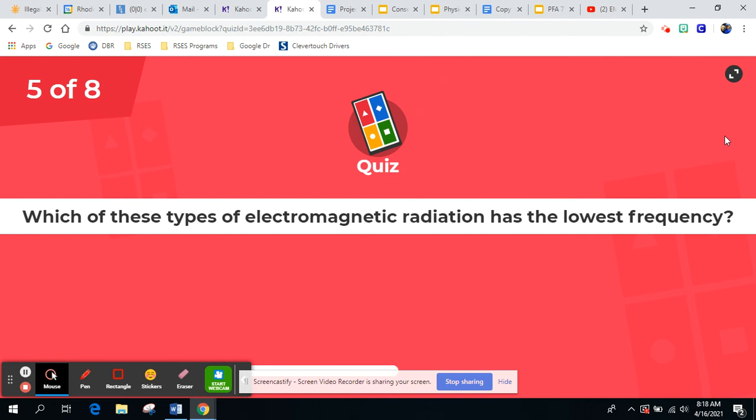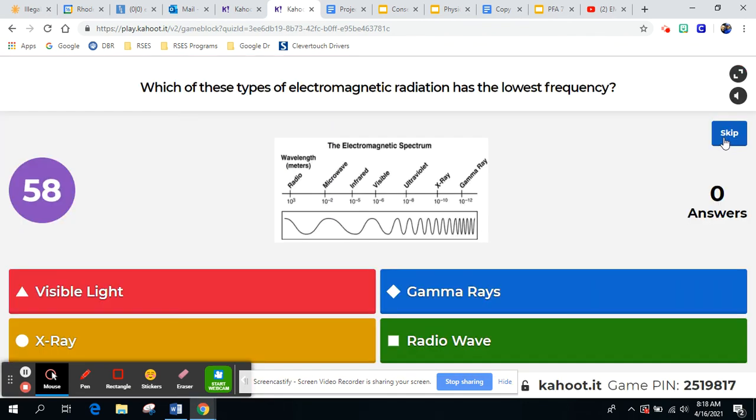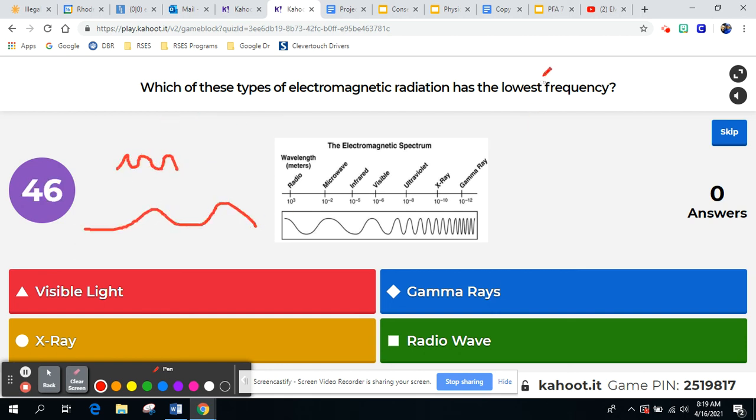Which of these types of electromagnetic radiation has the lowest frequency? Press pause. Hopefully you remember frequency means how often. So the closer waves are, the higher the frequency; the further they're spread out, the lower. This says the lowest, and we go to this end where they're spread out. So radio is the lowest, making green our choice.